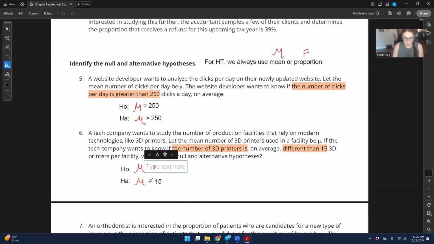And then the null is always equal, and it's always the same number. So it's going to be equal to 15. So we're using our symbols over here. Hopefully we have some proportion examples. For our claim, which is the alternative, we are going to use either not equal, less than, or greater than. For the null, we always use equal. And then over here, we're going to use the number in the claim. Two more times.